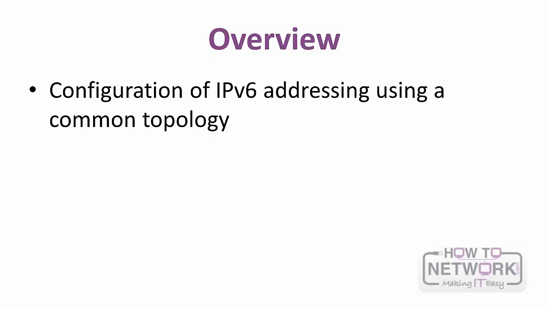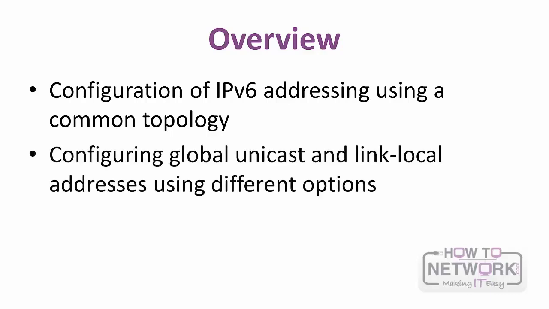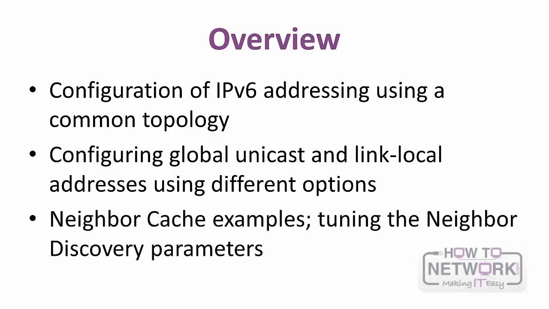Some of these commands have already been discussed, but some new ones will also be introduced. Global unicast and link local addresses will be configured using different options. This lesson includes examples of the neighbor cache and modification of router advertisement messages for tuning the neighbor discovery parameters.